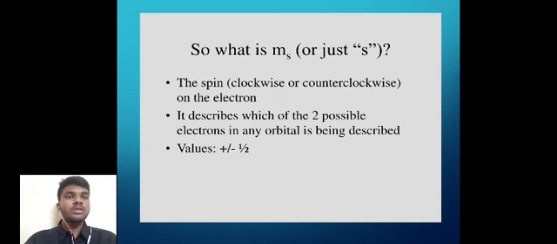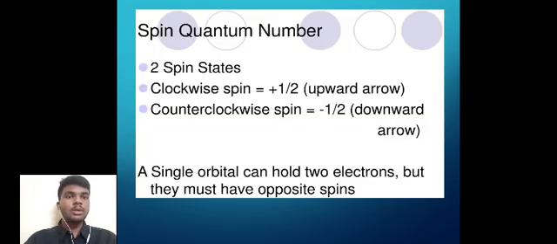Then the m sub s is the spin, clockwise or counterclockwise, of the electron. It describes which of the two possible states the electron is in. Electrons in any orbital are described by the spin quantum number, with 2 spin states: clockwise spin is plus, an upward arrow; counterclockwise spin is minus, a downward arrow. A single orbital can hold 2 electrons but they must have opposite spins.